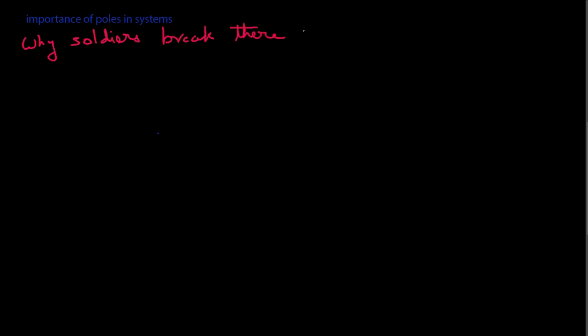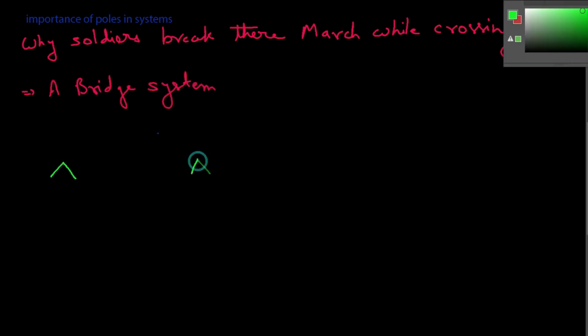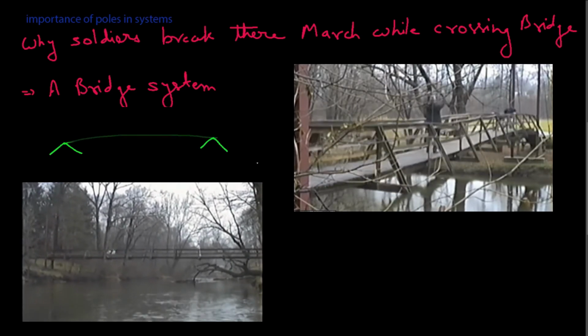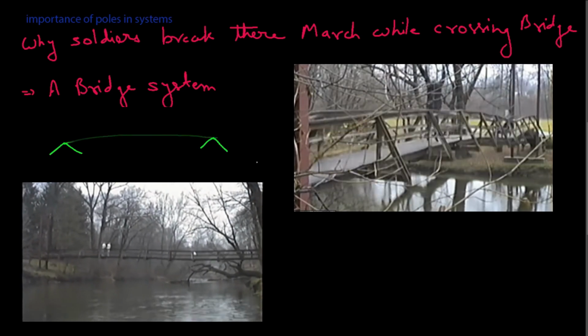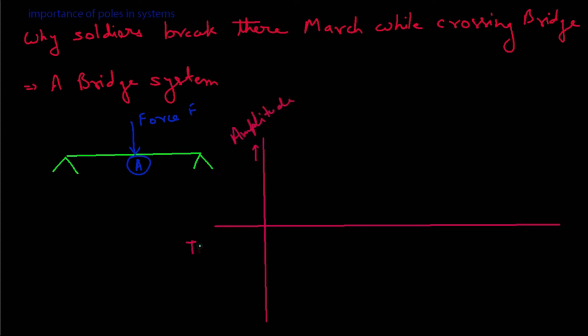Now let's take a practical example to understand the significance of poles. It is a well-known fact that soldiers are not allowed to march on bridges. Let's try to understand why. Consider a bridge system as shown in the figure. Now, if a vertical force is applied at a point A, the bridge will oscillate as shown in the figure. Now if we plot the oscillation of point A with time, we will find it is a sinusoidal function of time.